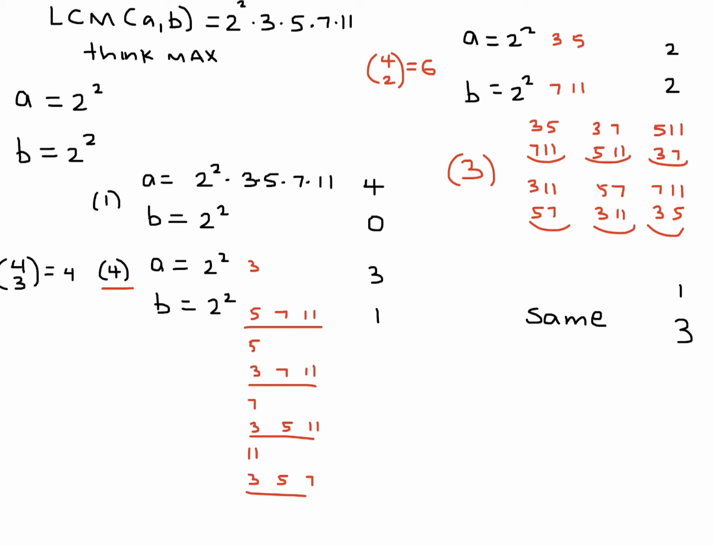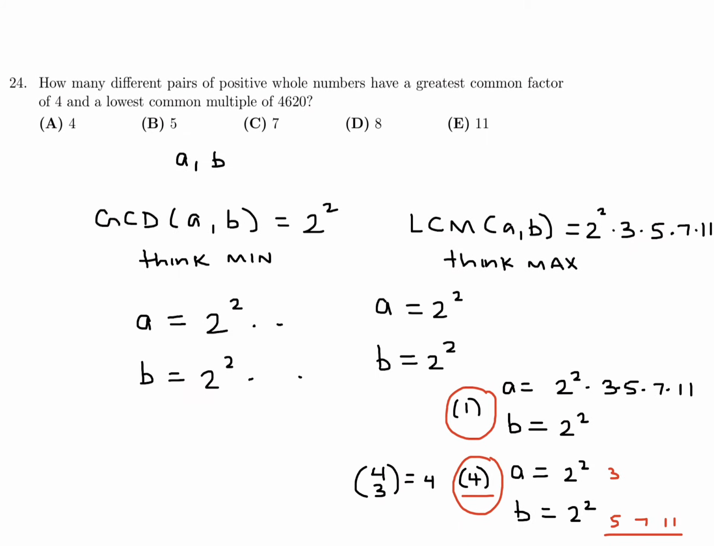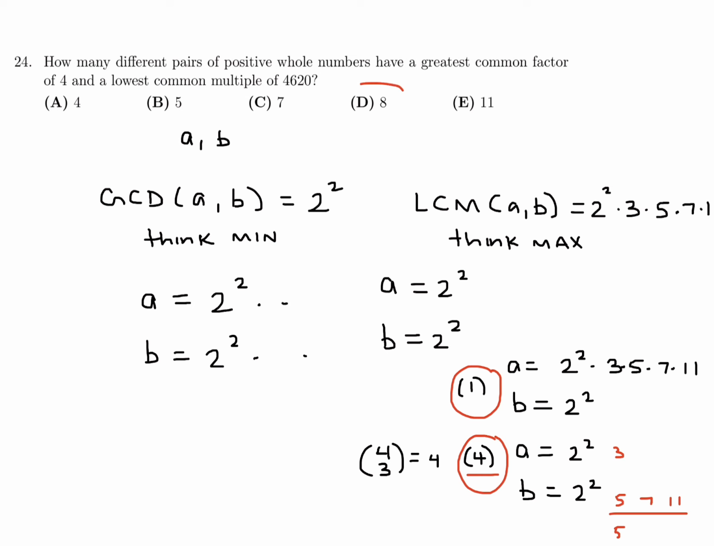Okay? And then the last one is going to be 0, 4, where 0, 4 is going to be the same as this scenario. It's going to give me the same one pair. So let's see, how many unique pairs did I get? I got 1 here, I got 4 there, and I got another 3 here. So that is 8 unique pairs. And therefore, the answer to number 24 is D.